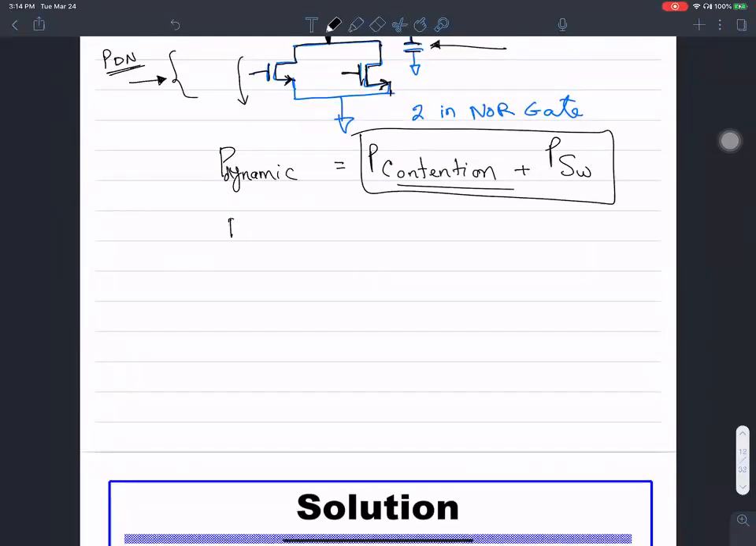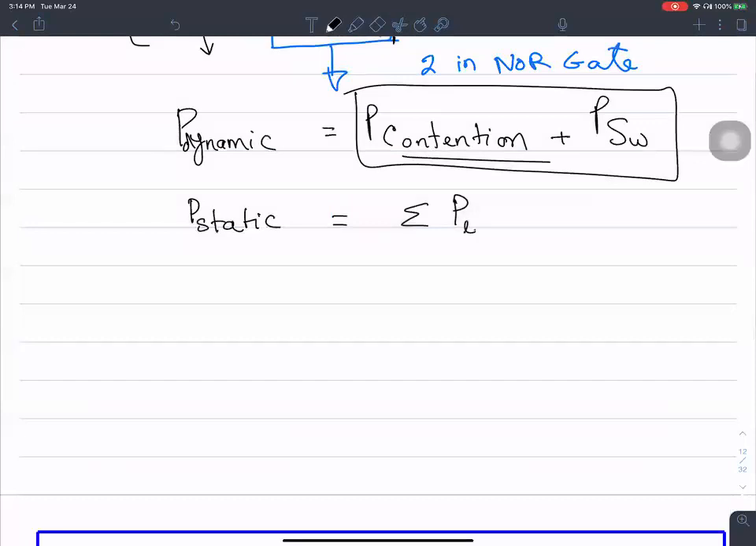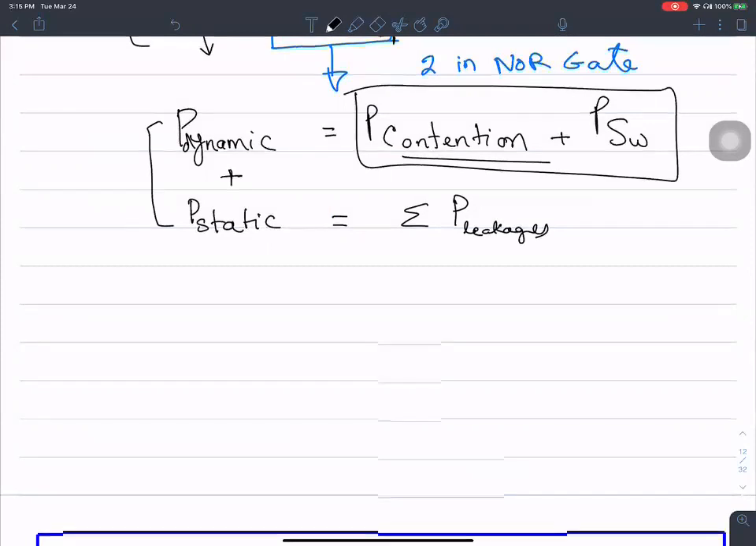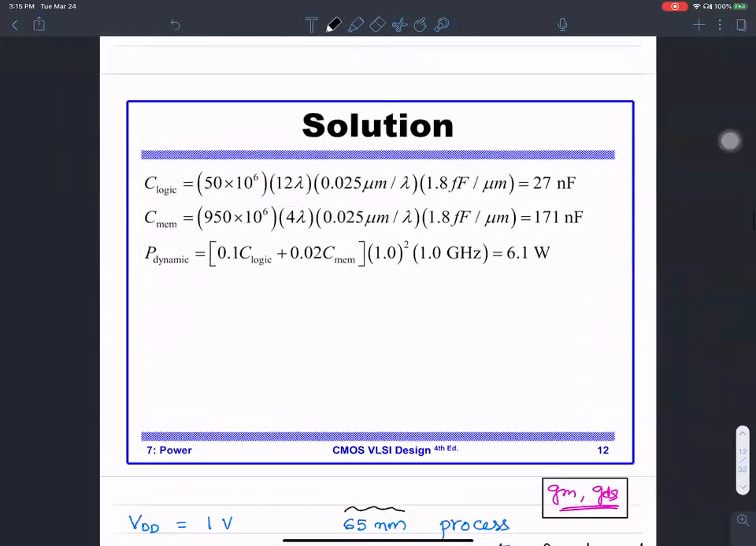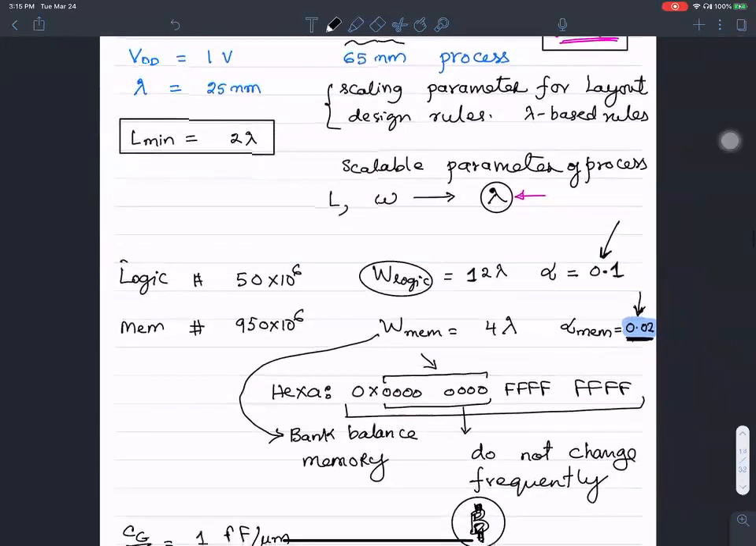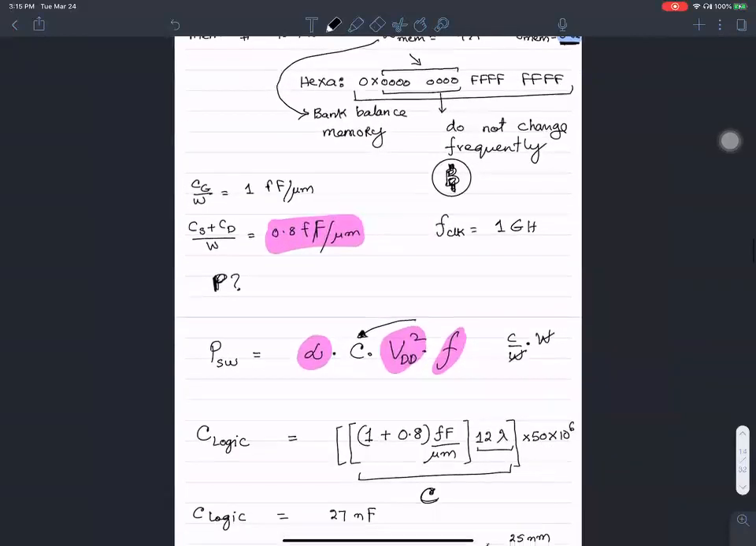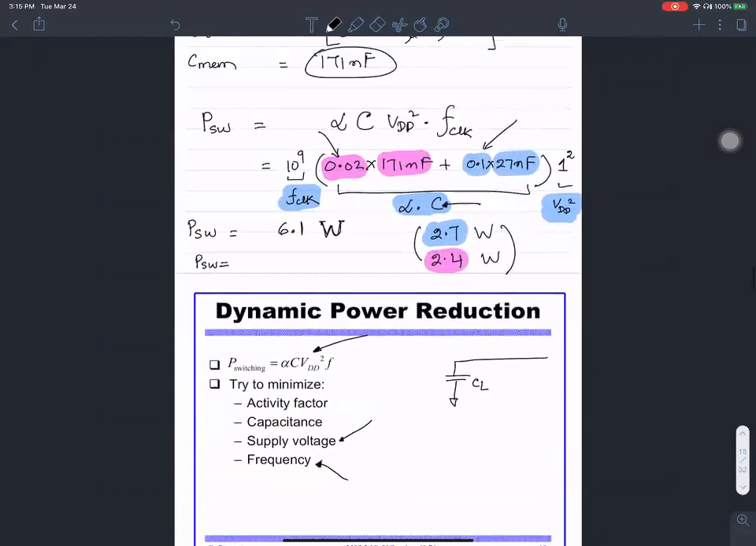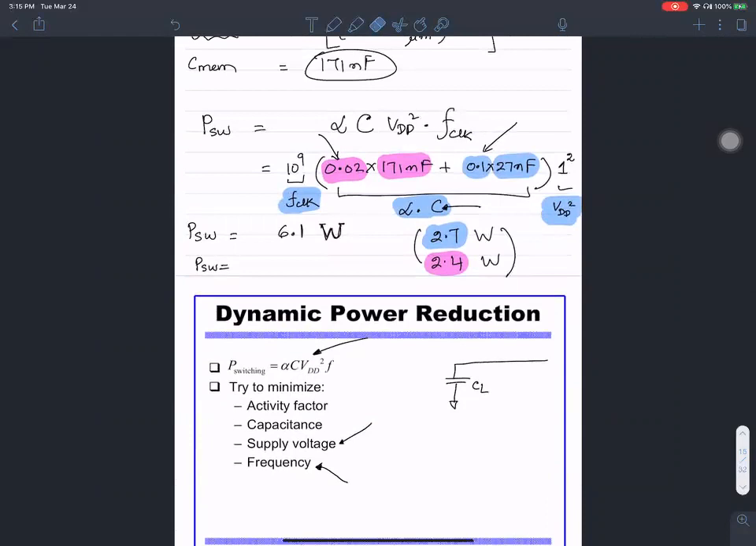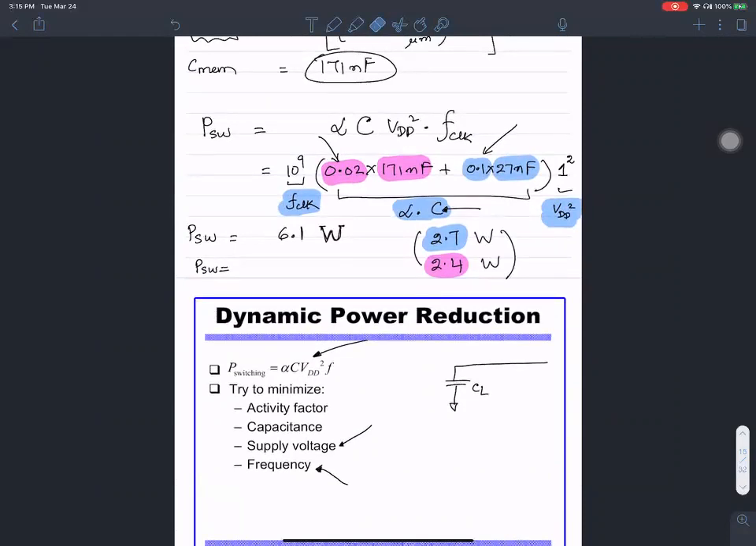Okay, and then the static power is mostly the summation of all the different leakage currents. And the sum of the static and dynamic is the total power consumption. Okay, so we looked at some problems and then estimated the power consumption, the total static, the total switching power consumption for a system on chip, SOC, circuit.